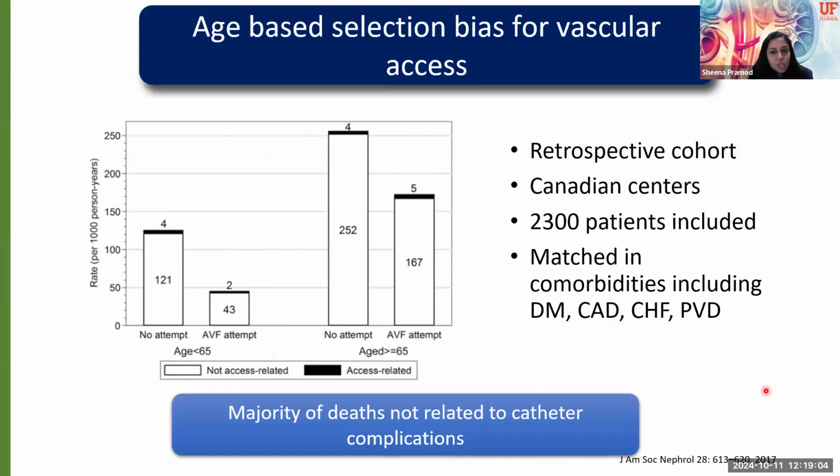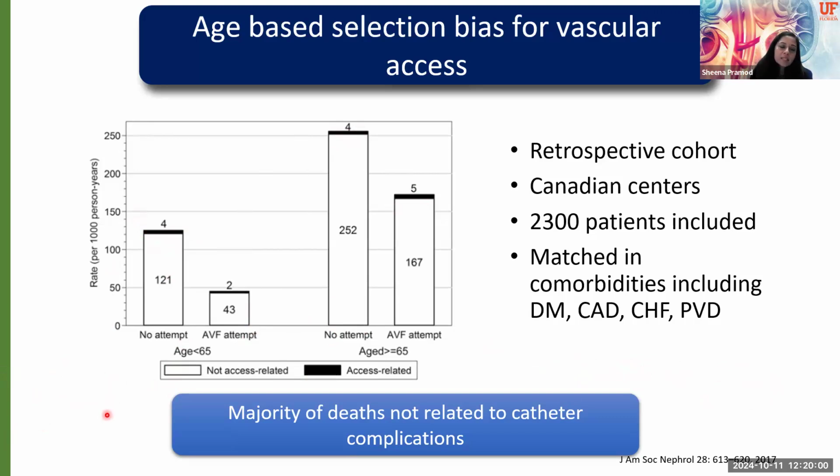Now, the other question was, is the lower risk of mortality associated with the fistula use due to the avoidance of catheters, or is it more that healthier patients have fistulas? And the Canadians looked at this cohort of 2,300 patients that they matched in comorbid conditions. They looked at the rate of catheter-related bacteremia and the cause of death in those patients. And the dark line on top of the graph represents access-related deaths, and the rest, the clear area, represents non-access related deaths. And what they found was that the majority of deaths in these dialysis patients were not related to catheter complications.